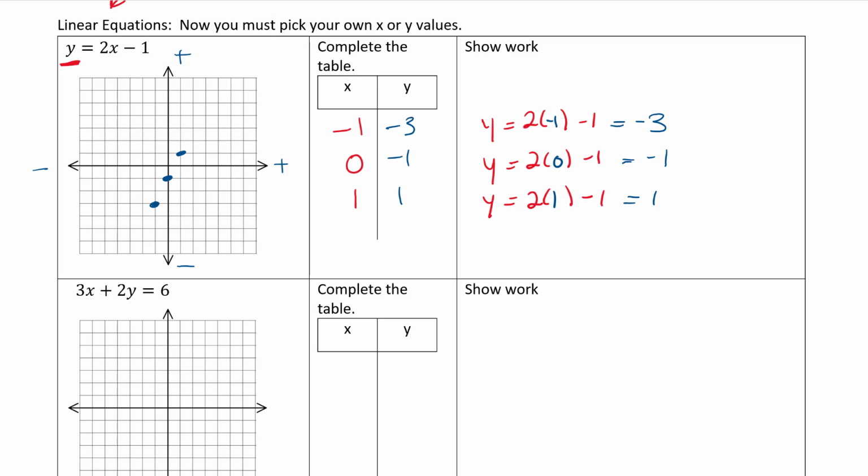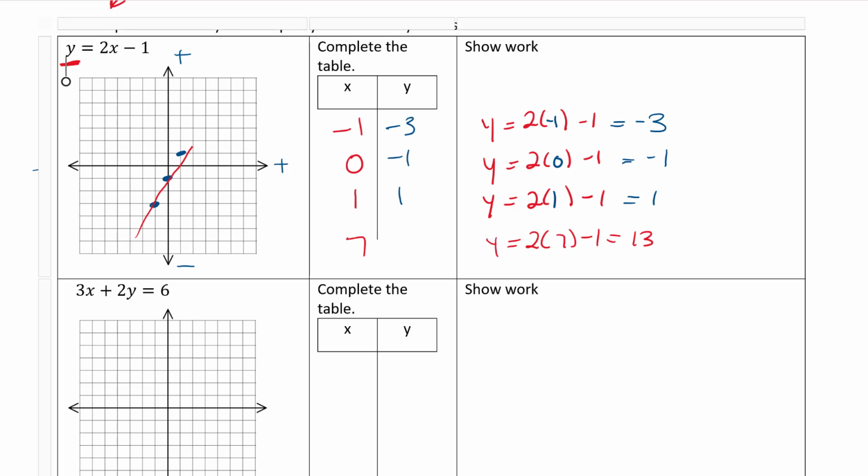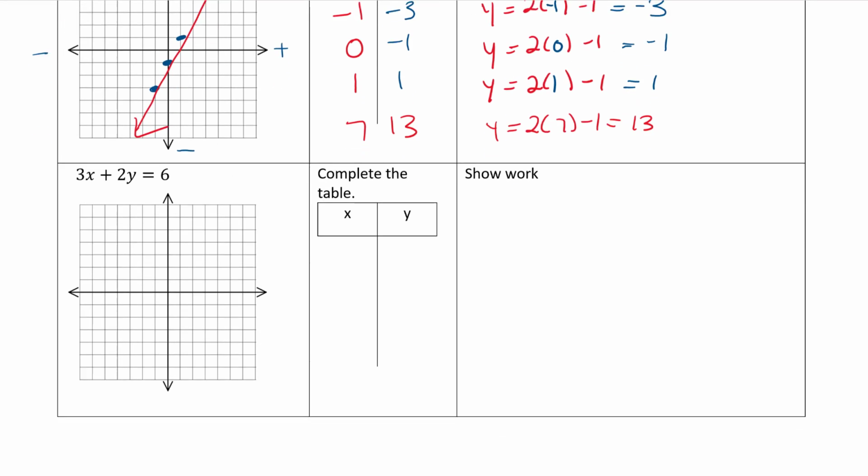Now I could keep going. Remember when I said if you really wanted to pick 7, you could. If I plugged in 7, that's 2 times 7 minus 1, which is 14, minus 1, which is 13. Now this is way off my graph, but it would truly line up even if it went all the way out to 7. So 7, 13 isn't a bad number, it's just kind of off my picture. So I like to pick things that are close to 0 just so I'm not doing too much work.